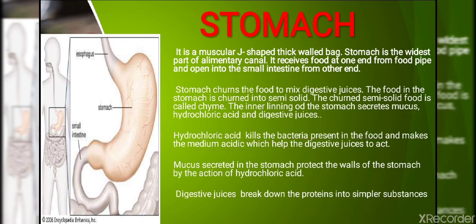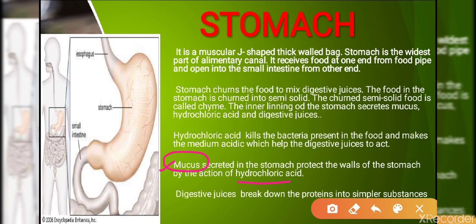Students, as you know, hydrochloric acid is very corrosive in nature, so the mucus protects the walls of the stomach from the damaging action of the hydrochloric acid. Next, the digestive juices. These contain various enzymes which convert proteins into simpler substances.